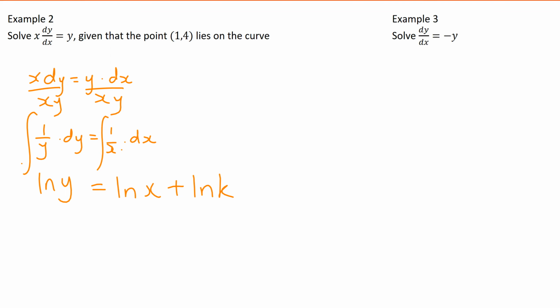And you guys know that log x plus log k is log xk. Log kx, yeah. xk, same thing, kx. If k is a number, that's right. Happy with what I've just done so far?